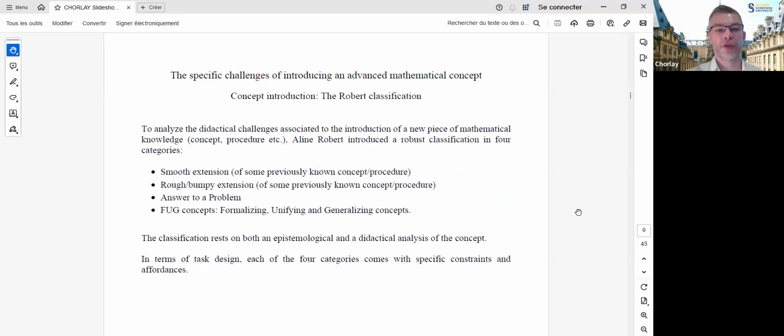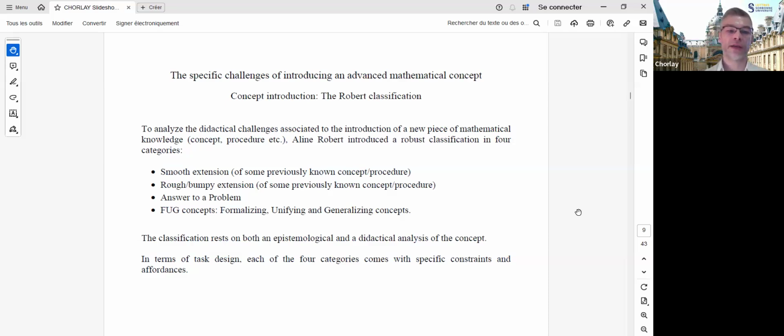Still, this might be of general interest. Maybe not everyone is aware of Aline Robert's works, and I think it's really interesting. So she introduced a quite robust and easy to use classification of ways that new concepts relate to what students already know or should know already. And depending on the specific connection between old knowledge and new knowledge, different task design is involved.